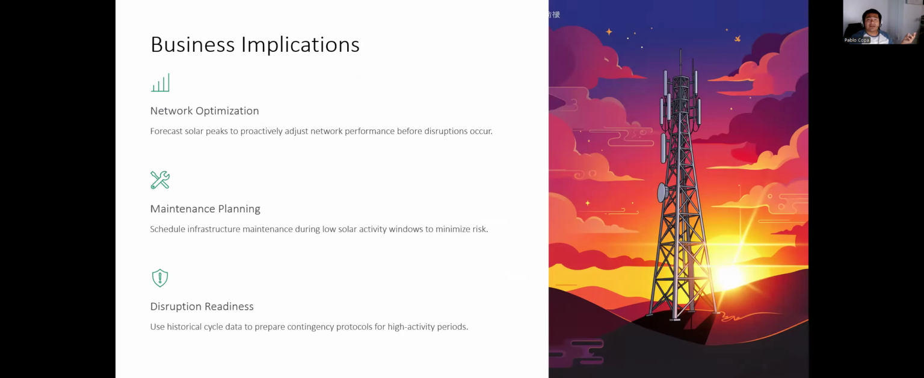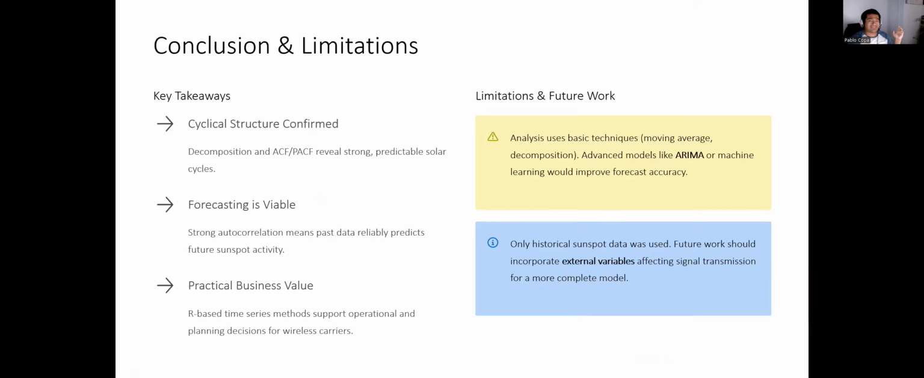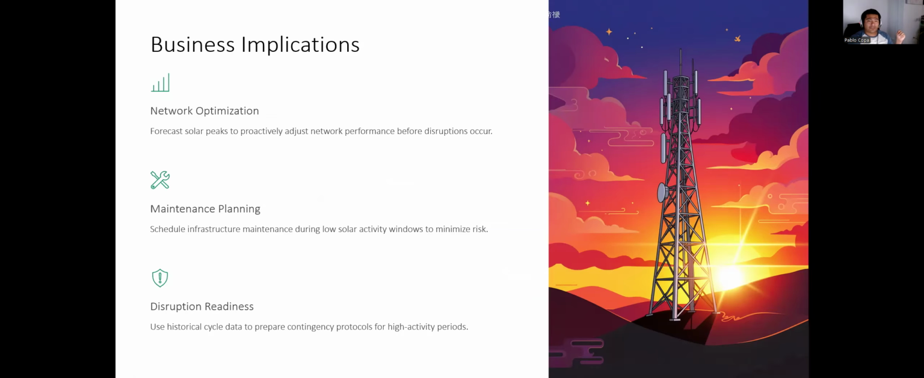This means that a company does not have to treat solar activity as completely unexpected. Instead, it can monitor historical patterns and use them as part of planning. This is especially relevant today because people and businesses depend heavily on wireless communication, internet connectivity, GPS, and satellite-based systems. Even small disruptions can affect operations, customers, and service quality.